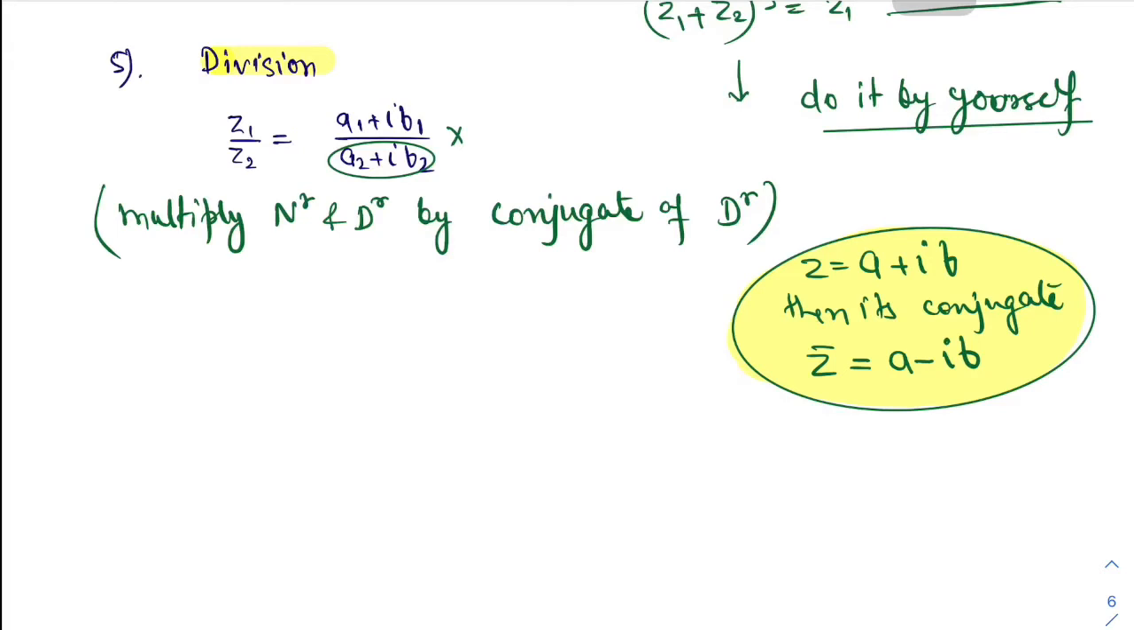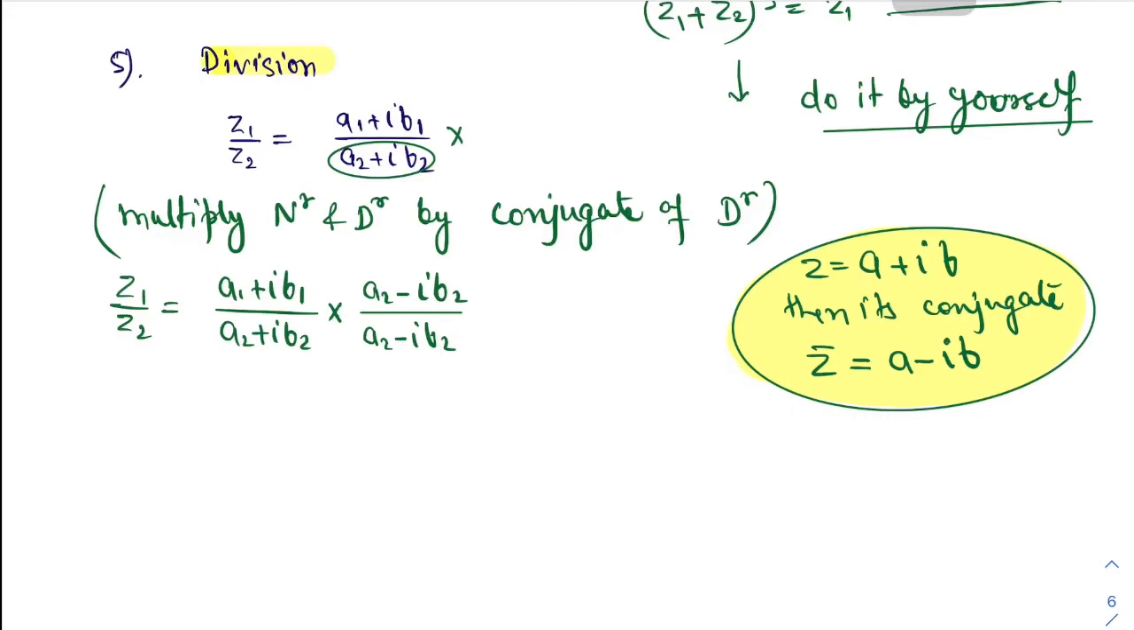So what do we do? Z1 upon Z2 equal to A1 plus iota B1 upon A2 plus iota B2. I am going to multiply by the conjugate, that is A2 minus iota B2, in both numerator and denominator, okay?